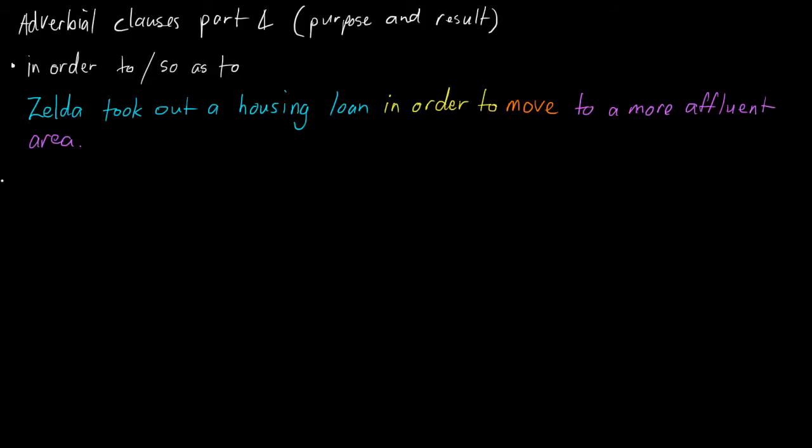Let's look at an example. Zelda took out a housing loan in order to move to a more affluent area. Affluent means wealthy, and as you can see here, the in order to structure is followed by an infinitive. You could argue that what we had here was a full infinitive, to plus infinitive with in order, but it's generally described as in order to plus infinitive.